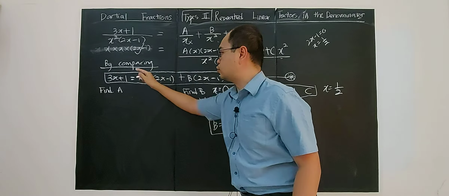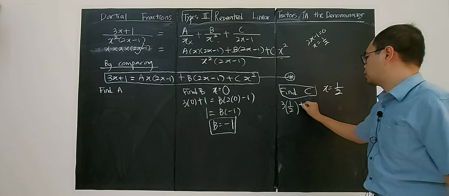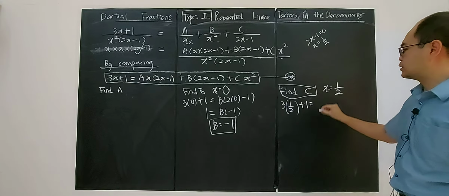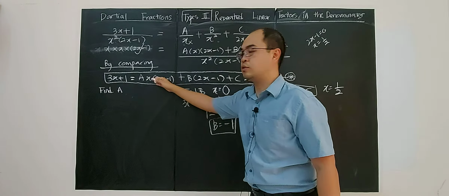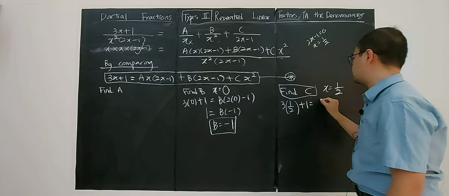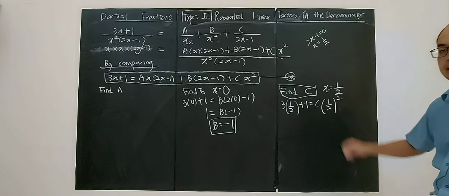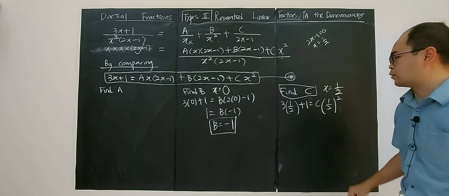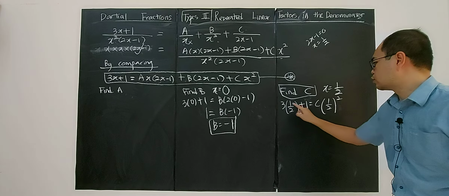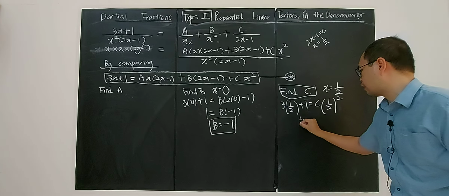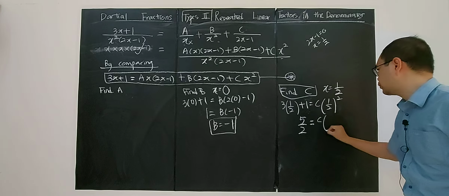So substitute x with 1 over 2 into the equation. You have 3 times 1 over 2 plus 1, which equals, now of course this part with 2x minus 1 will be 0. So tinggal sini aja, c times 1 over 2 squared. Then you can find the c. So 3 over 2 plus 1, you have 2 over 2 here, right? So you have 5 over 2, which equals c times 1 over 4.